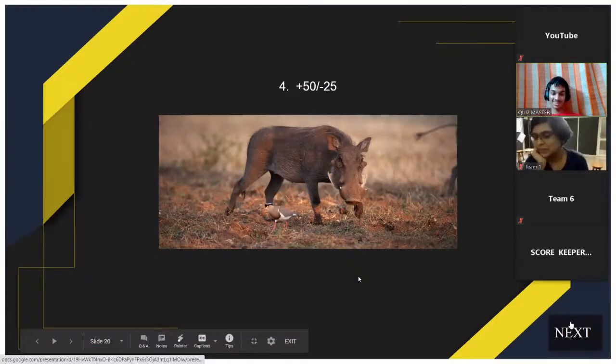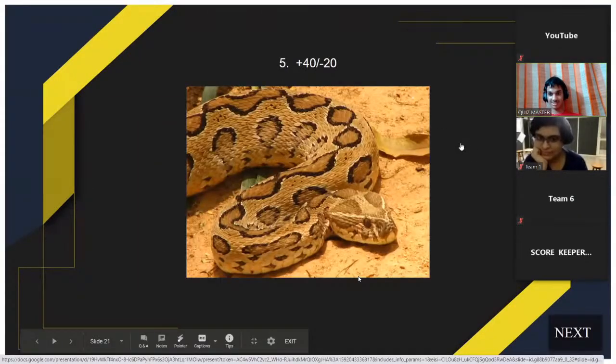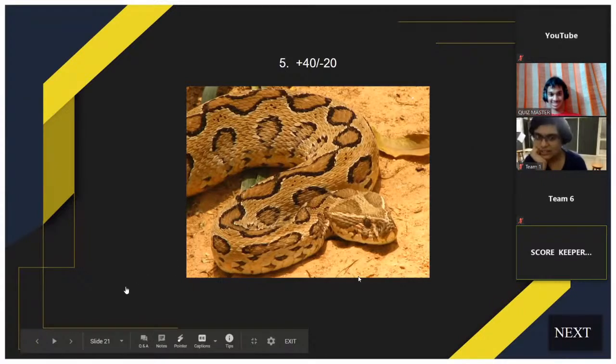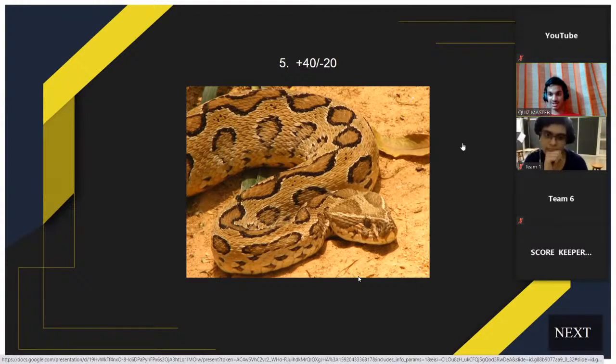Okay. Next picture for plus 40, minus 20. Wait. So for team 4, should we do plus 50 or minus? No, just don't do that. Don't do anything. They're really close. They don't deserve a negative. Okay. Yeah. So next picture, plus 40, minus 20.